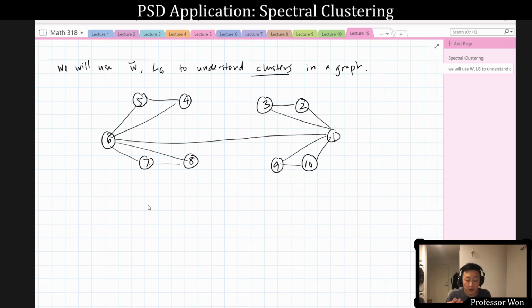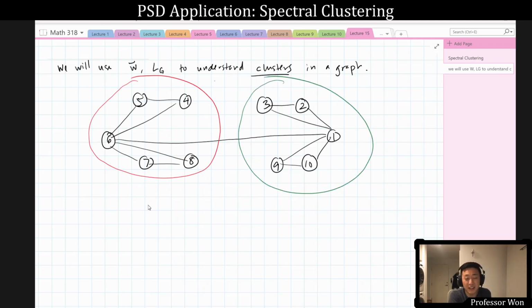And if you were to look at this graph and ask, are there any natural clusters in this graph? Or more specifically, is there a natural way to divide this into two clusters? Then from looking at it, it's kind of clear that this group of 5 vertices forms one cluster, and this group of 5 vertices forms the other cluster, right? That's because within this red group of vertices, there's a relatively large number of edges. Within the green cluster, there's a relatively large number of edges, but there's not very many edges going between the red and the green clusters.